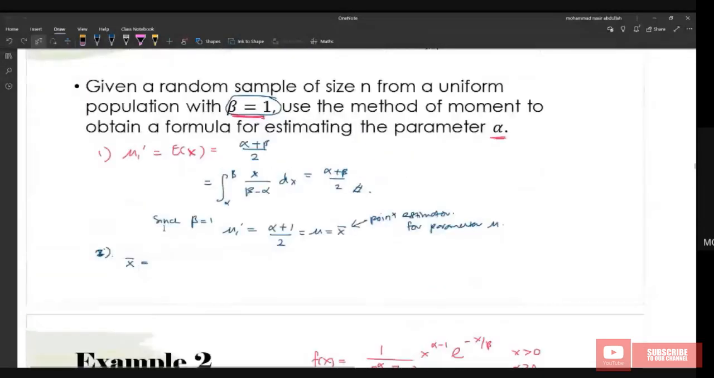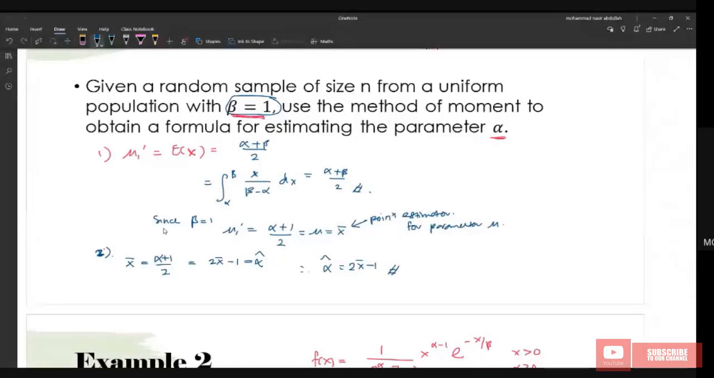So x bar is equal to alpha plus 1 divided by 2, which gives 2x bar minus 1 is equal to alpha hat. So we know that alpha hat is equal to 2x bar minus 1. So this is the estimator for alpha hat. Very simple to find an estimator using method of moments. Do you have any questions so far?